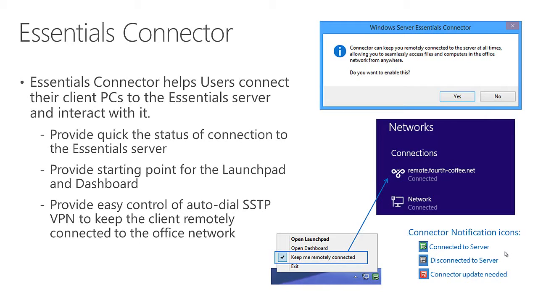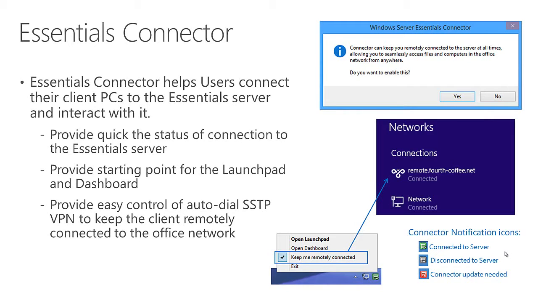It allows you to automatically connect using a secure VPN connection over the internet. This allows you to access the different data and functionality of the Essentials server even when you are remote from the office, and this can happen in the background. You set this up to stay remotely connected, and it just uses the auto dial functionality of VPN to get you connected back to the server. This uses SSTP, which is a flavor of VPN that just uses the HTTPS protocol, or secure web connectivity.